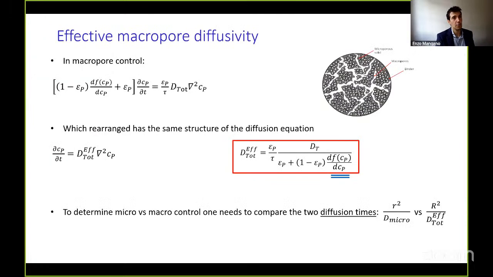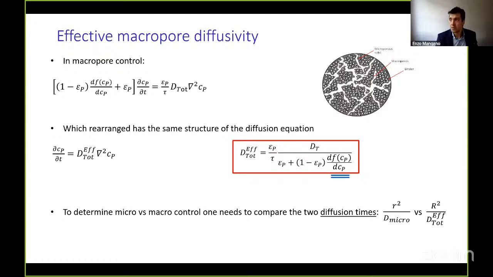In a macropore diffusion system, you have, for example, a pellet where you have your microporous solids, so your crystals, embedded into a binder, and you have a network of essentially macropores that connects different crystals and a binder that keeps everything together. The definition of the effective macropore diffusivity is the one reported here, where you have the total diffusivity for diffusion that includes, depending on the technique, the molecular, the Knudsen, or the surface diffusion. And then in the denominator, what you see is the local slope of the isotherm, so the equilibrium parameter.